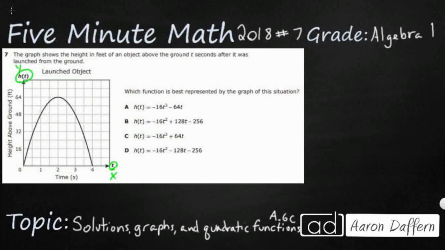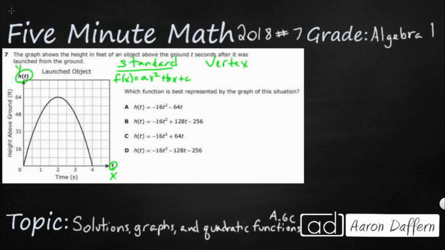So what we have here are 4 different selections to choose from that are in the standard form, right? So this is f of x equals ax squared plus bx plus c. That's our standard form of our quadratic function. We need to make it look like that. We've got 2 options to get there.